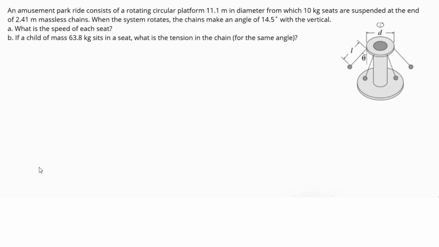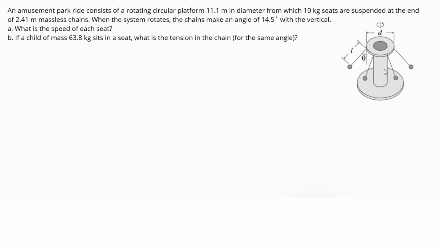About an amusement park ride consisting of a rotating circular platform, 11.1 meters in diameter, from which 10 kg seats are suspended at the end of 2.41 meter massless chains. When the system rotates, the chains make an angle of 14.5 degrees.